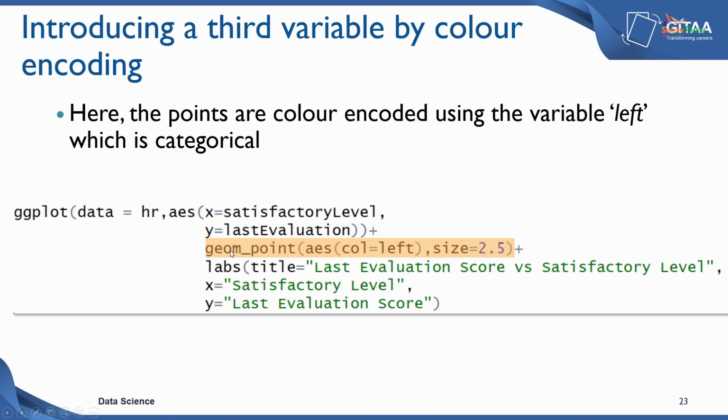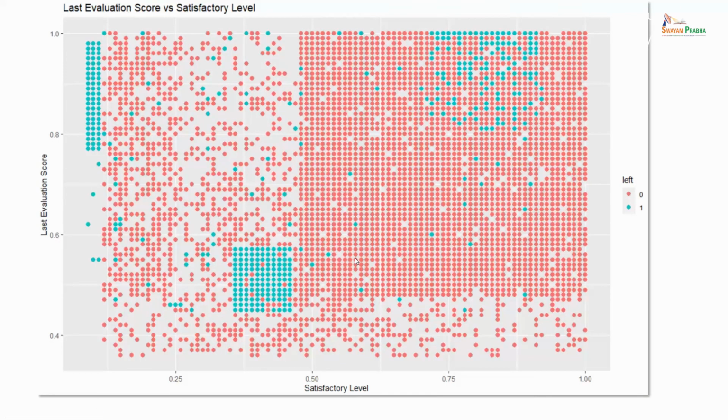Now under the geom_point function, I am going to use the function aesthetic, represented by aes. Now instead of giving a color to the parameter col, I am basically going to give a categorical variable to it. So based on the existing categories, it automatically assigns the color. So this is the output that you get. The shape of the points is again circle. The only difference is the color of the points, and that's because of the third variable, which is left.